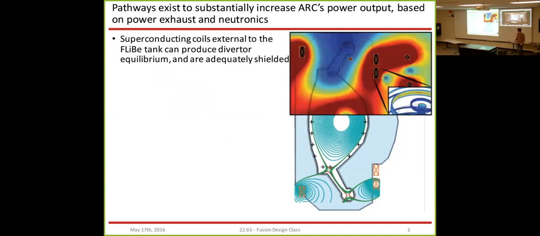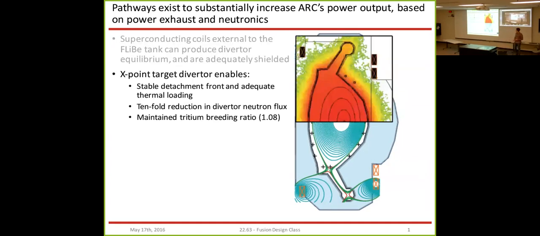So for starters, we've been using superconducting coils. That was one of the main attractions of ARC because it uses less power to maintain the plasma. We've run more detailed simulations, and the superconducting coils are these rectangles with the X's on them. We have been able to produce a proper diverter equilibrium while adequately shielding them to ensure a relatively long lifetime. We have both a double null and X-point target diverter, which enables a stable detachment front and adequate thermal loading.